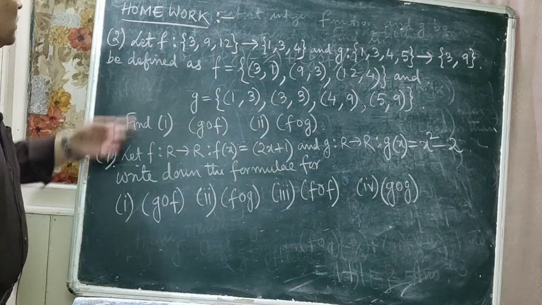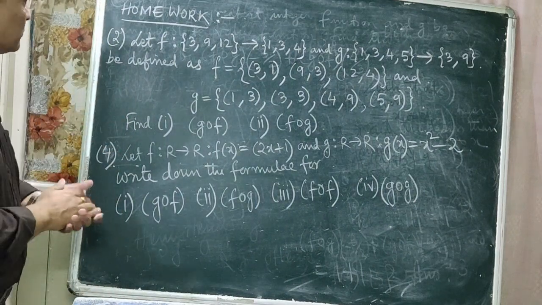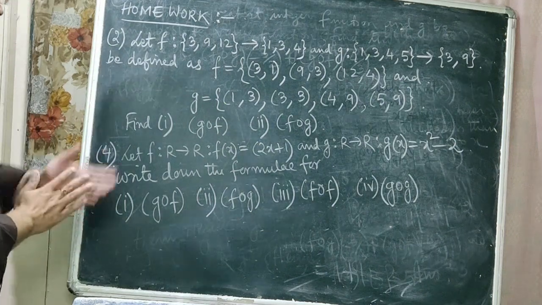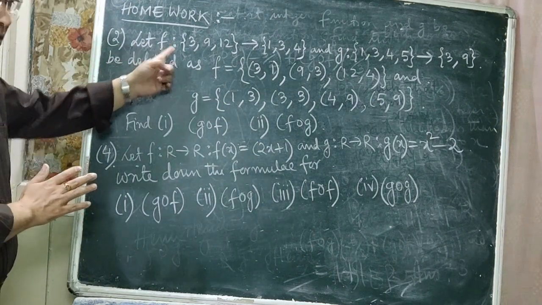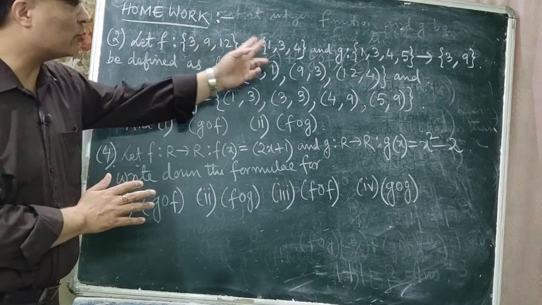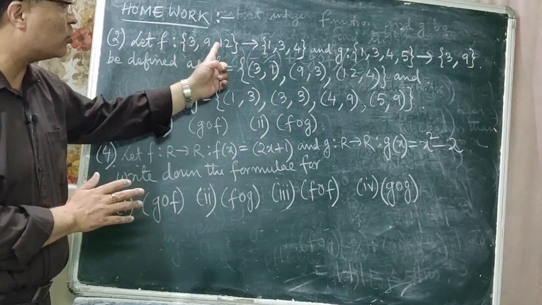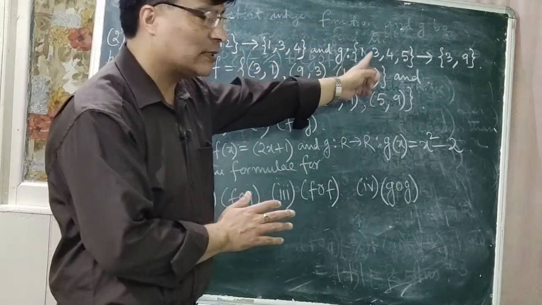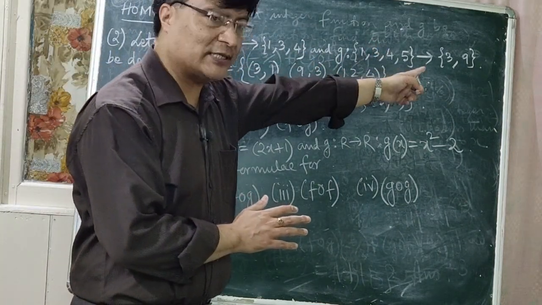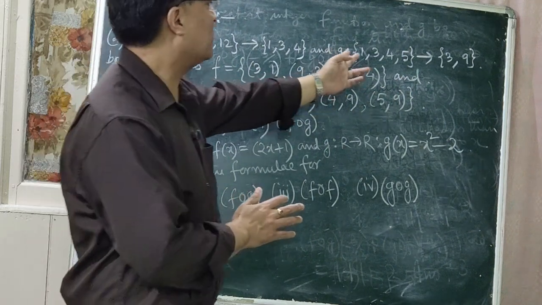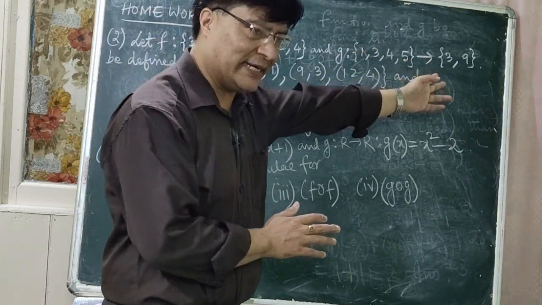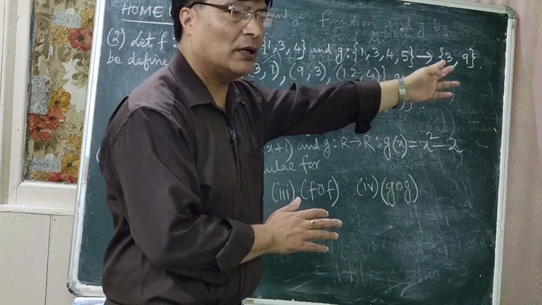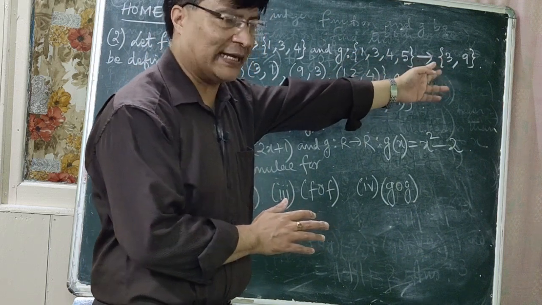So now these are your homework. Question number 2 is the same as question number 1. Let f be a function from set A to set B. Here set A is given as 3, 9, 12, and set B is 1, 3, 4. And g is from set B to set C, or it may be from set C to set D, with elements 1, 3, 4, 5 to 3, 9.